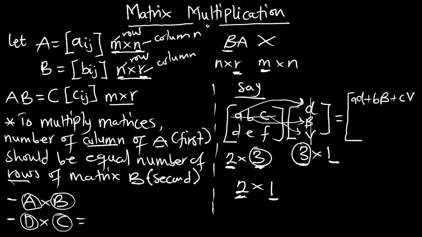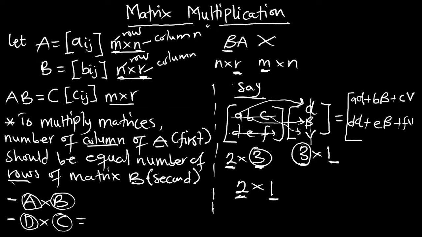because we are expecting 2 rows and 1 column. So the column is just 1, but we are expecting 2 rows. So we come to the row 2 and perform the same operation on the 1 column we are expecting. So row 2 is also going to be the same trend, D multiplying alpha plus E multiplying beta plus F multiplying the V.